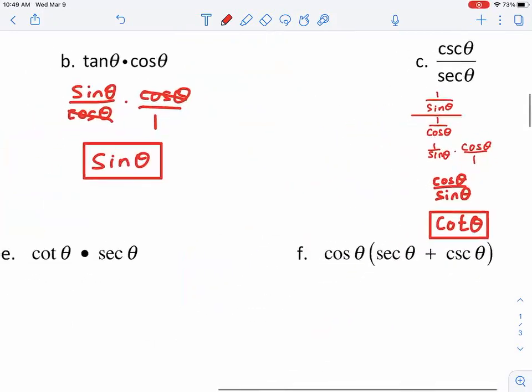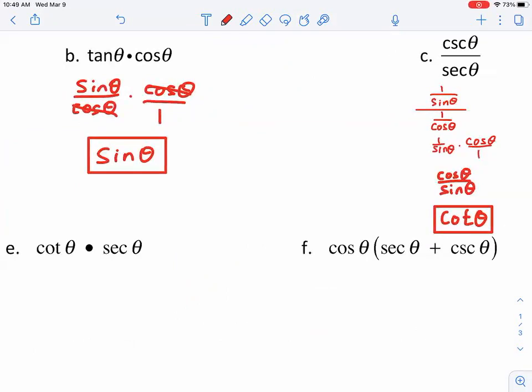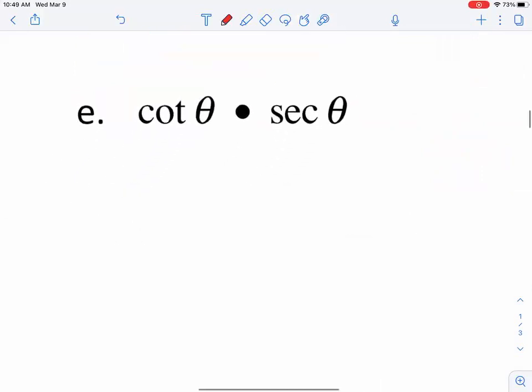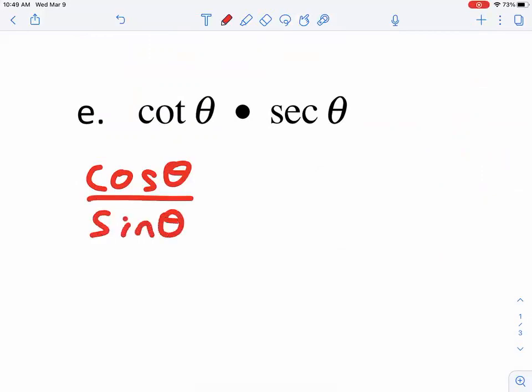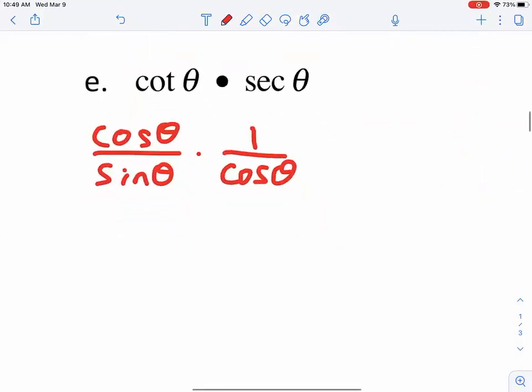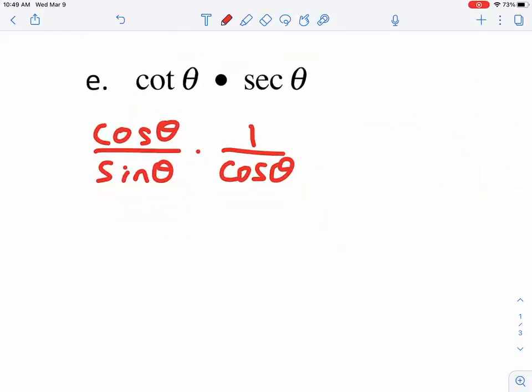All right, let's do E together. So again, we're going to write everything in terms of sines and cosines. So like the cotangent, I will write as cosine over sine. And the secant is 1 over the cosine. So our cosines cancel and we get 1 over sine theta.